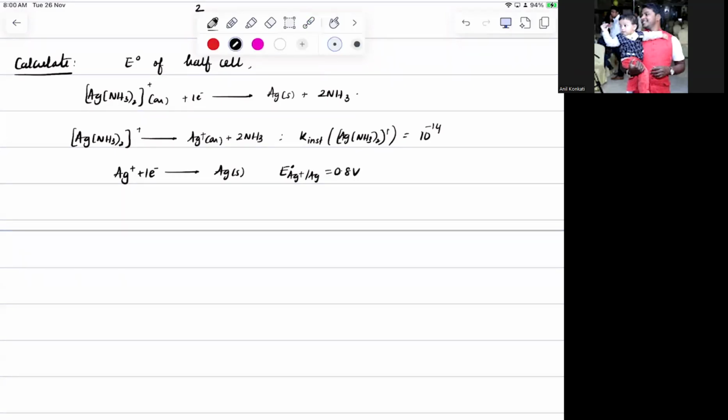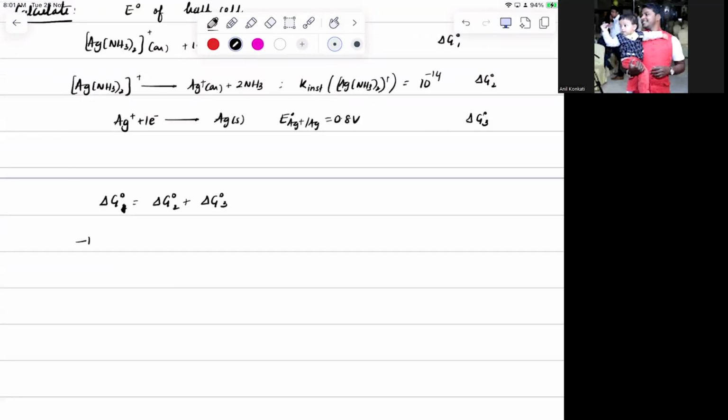So if I put this as delta G naught 1, this as delta G naught 2 and this as delta G naught 3, we need to represent delta G naught 1 in terms of delta G naught 2 and delta G naught 3. You can clearly see that these two will get cancelled, so it is an addition of these two. So delta G naught 1 is equal to delta G naught 2 plus delta G naught 3. Delta G naught 1 can be written as minus N1 F E naught of that particular electrode, in this case, let me put it as 1 here.